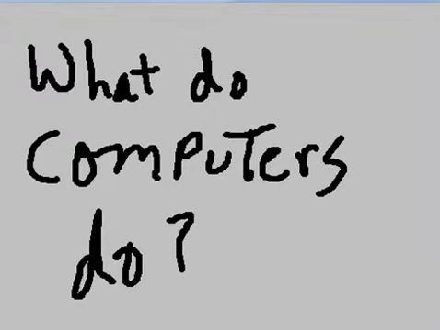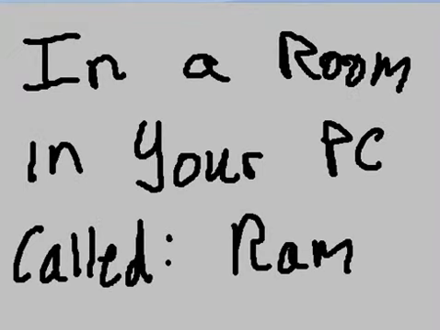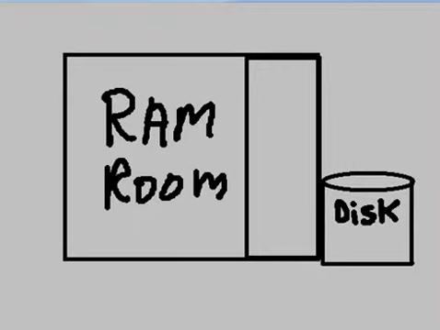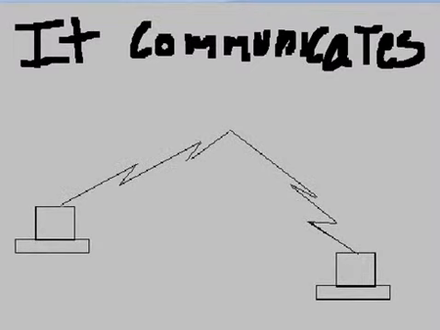What do computers do? They run programs. Where? In a room in your PC called RAM. Here's the RAM room, and over here on the right is the disk. Tell me more. Okay. It communicates.